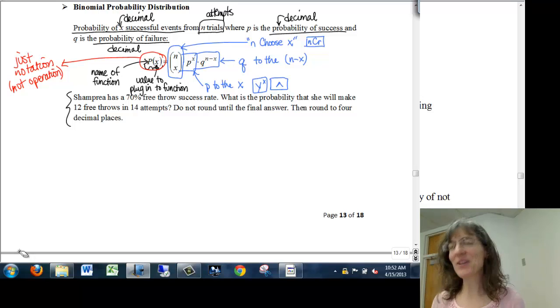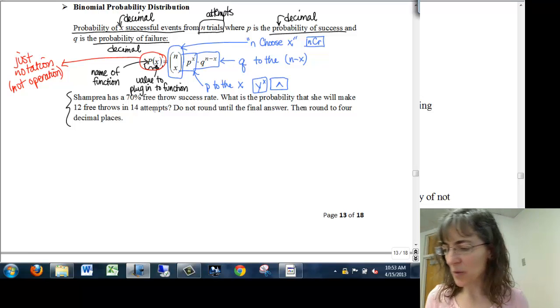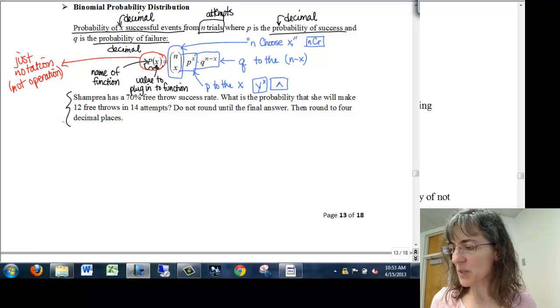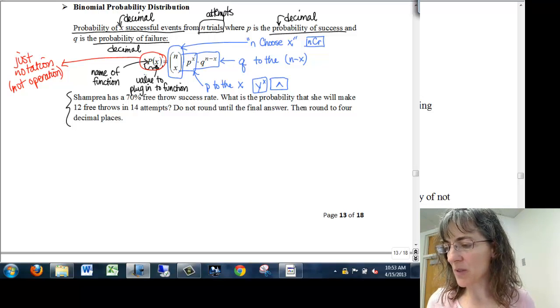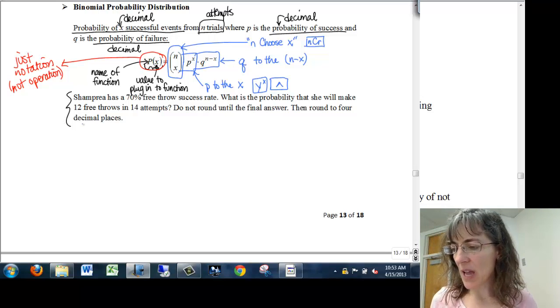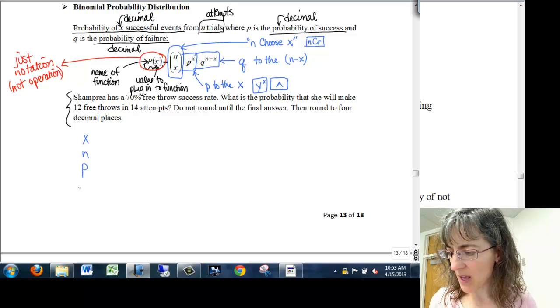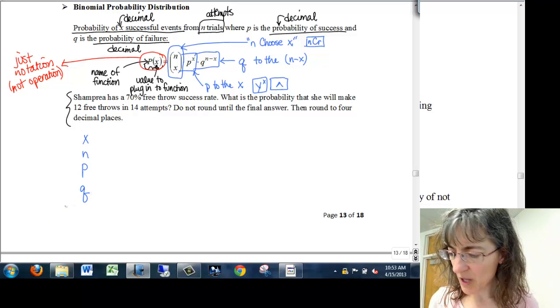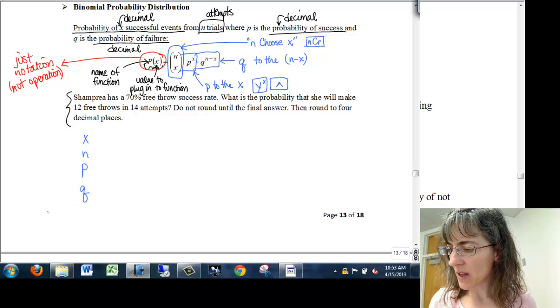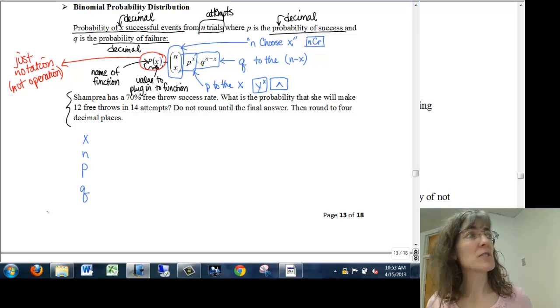Okay. Do you think we can manage this one? I think we can. Let's try it out. So what do we know? Look at all the variables that you have in that formula. We have x, we have n, and we have p, and we have q. Did I miss anything? I think that's it. Just 4. It's not as bad as it looked at first.